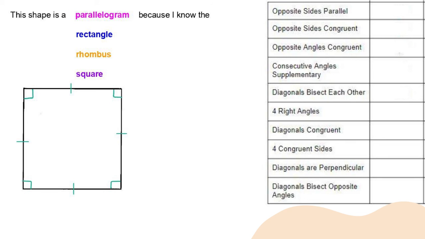This shape has two things that are true. I have my four right angles, and that right there means that I could have a rectangle or I could have a square, but I also have four congruent sides. And when I have four congruent sides and four right angles, when I can say that both of these are true, that is how I know that I have a square.